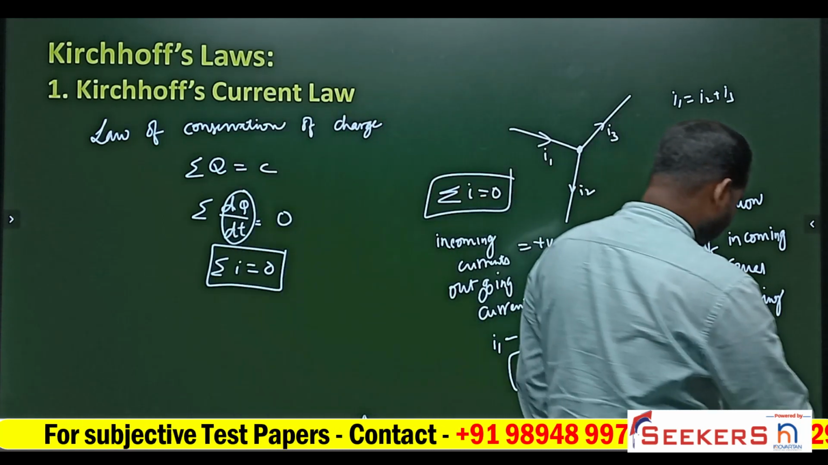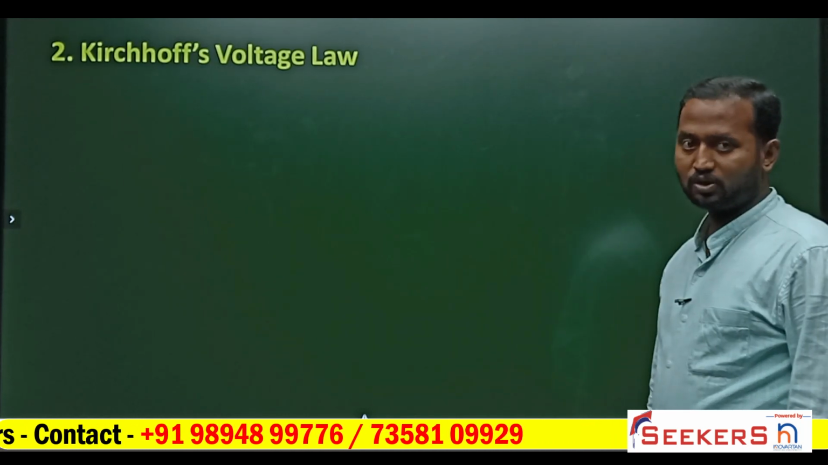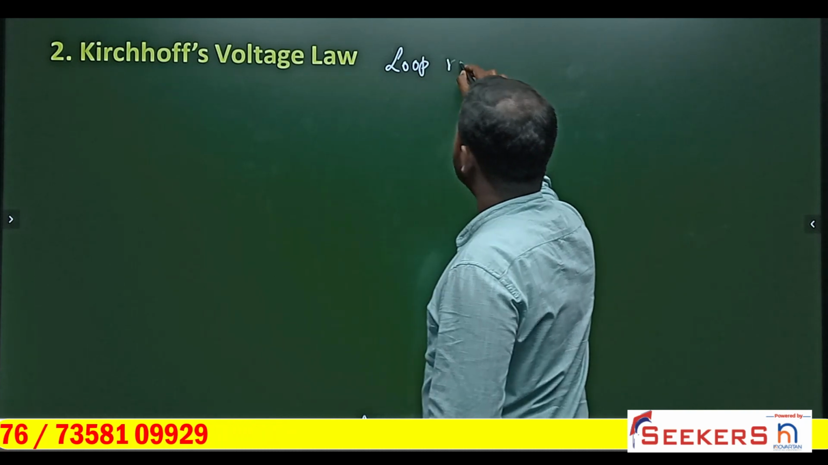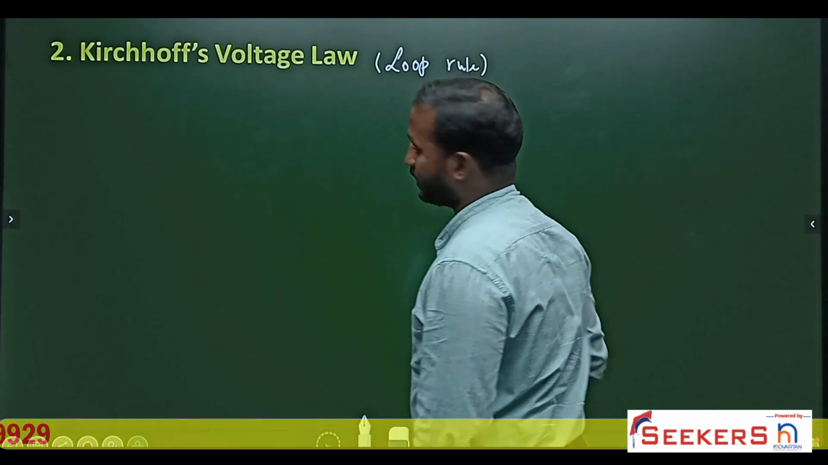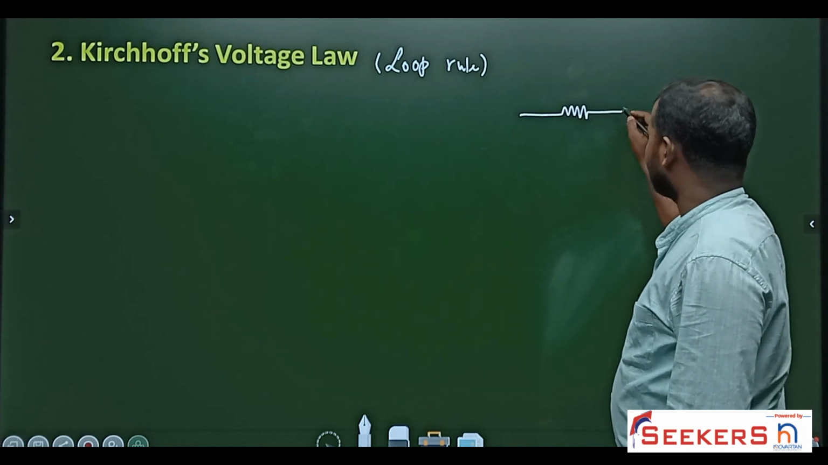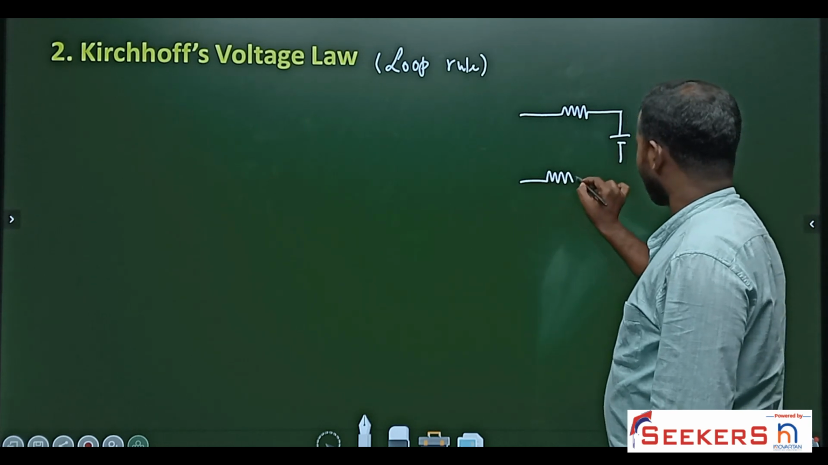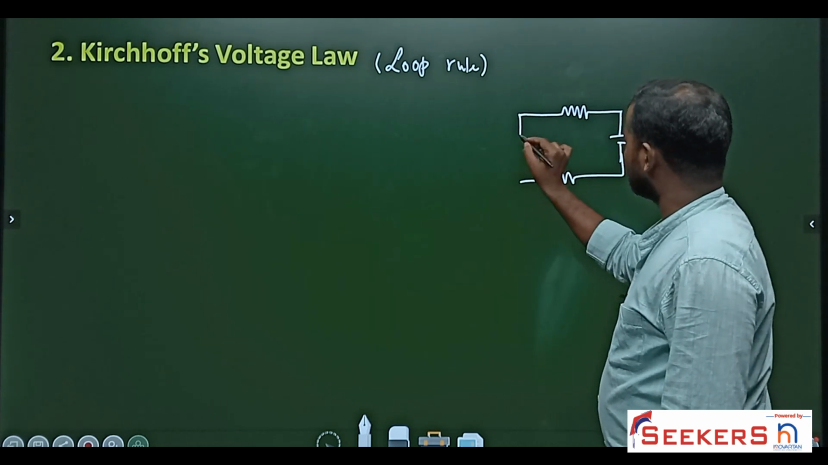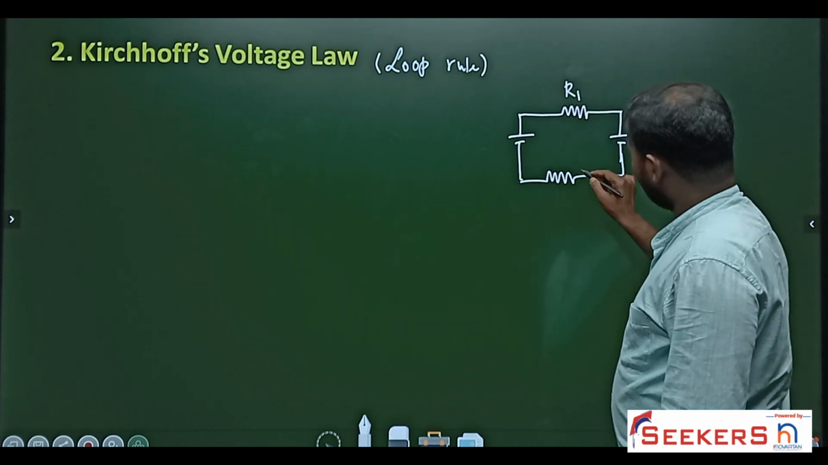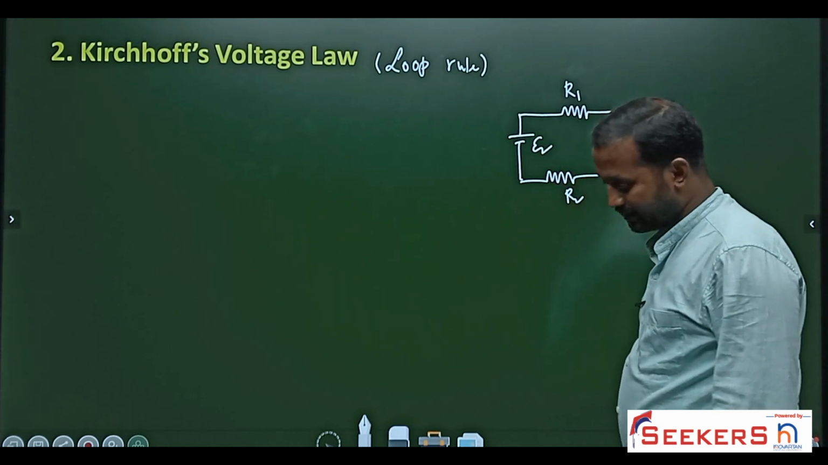Is that clear? Yes. Now let us talk about Kirchhoff's voltage law. We also call it the loop rule. Why do we call it the loop rule? Let us see. Let us say there is a resistance here, maybe one cell here, one more resistance, and maybe one more cell like this, and so on, with resistances R1, R2 and EMFs E1, E2.